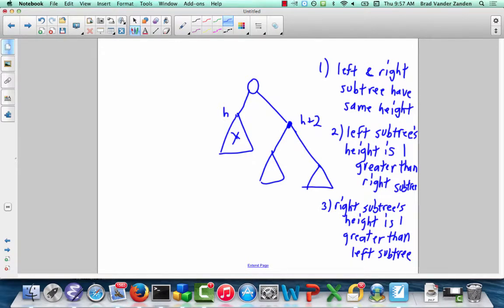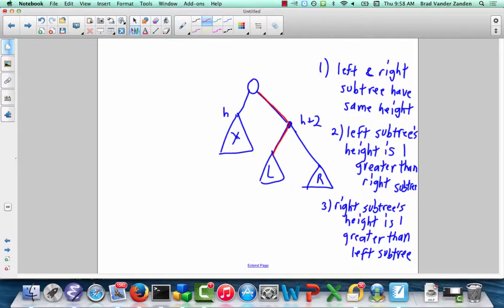Okay, so we're talking about these two subtrees right here, L and R, for these three cases. Let's do 2 and 3 first. If the left subtree's height is 1 greater than the right subtree, we have our zigzag case. With our rebalancing, we're going to have to perform a rebalance. Does anyone remember how we handled the zigzag case?